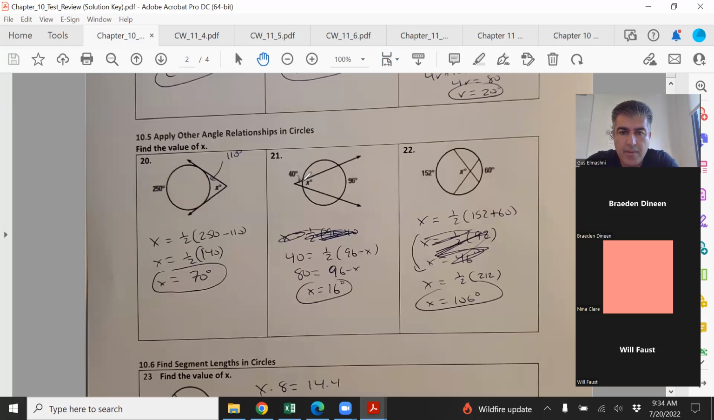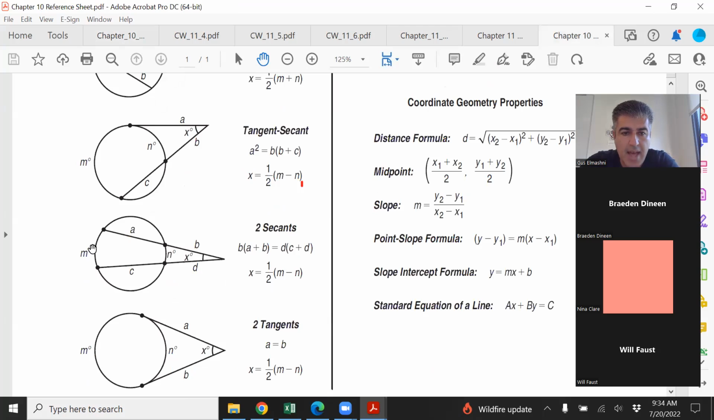X is the arc here. So 40 is half of 96 minus x. Again, that's something else we have on the reference sheet, right? X is half of m minus n.